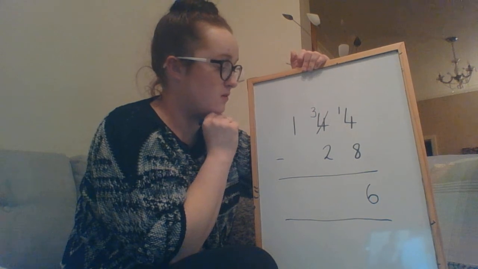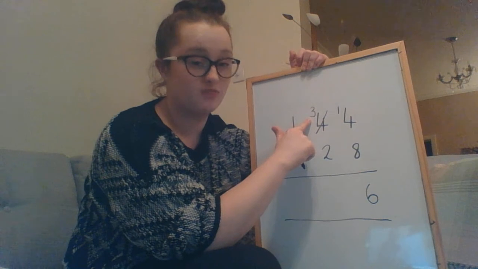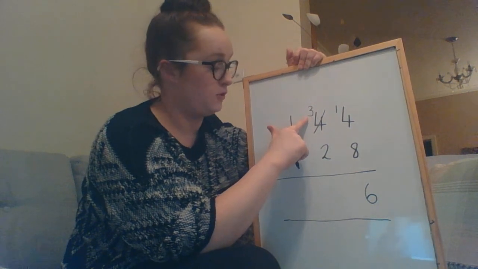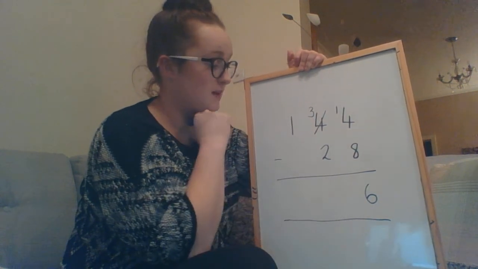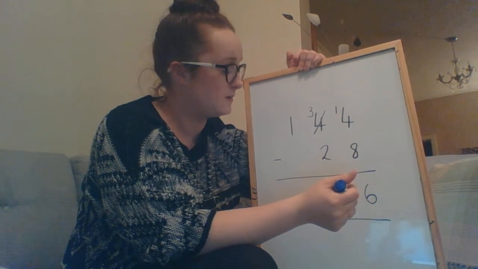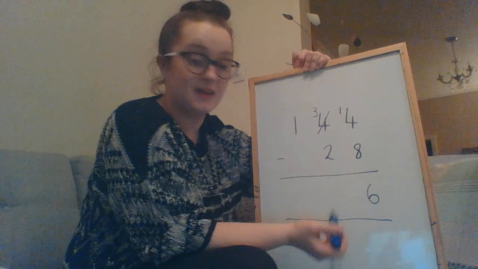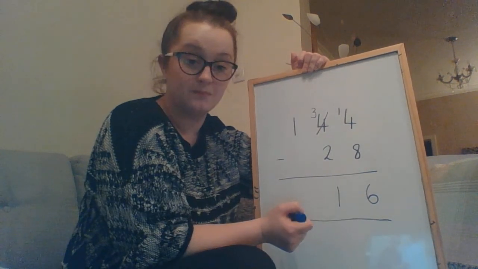Now the next one, it's not a 4, remember? It's not a 40, it's a 3, which represents 30 now. So I've got 30 subtract 20. What is 30 subtract 20? You can pause the video again, have a try. 30 subtract 20 is 10.